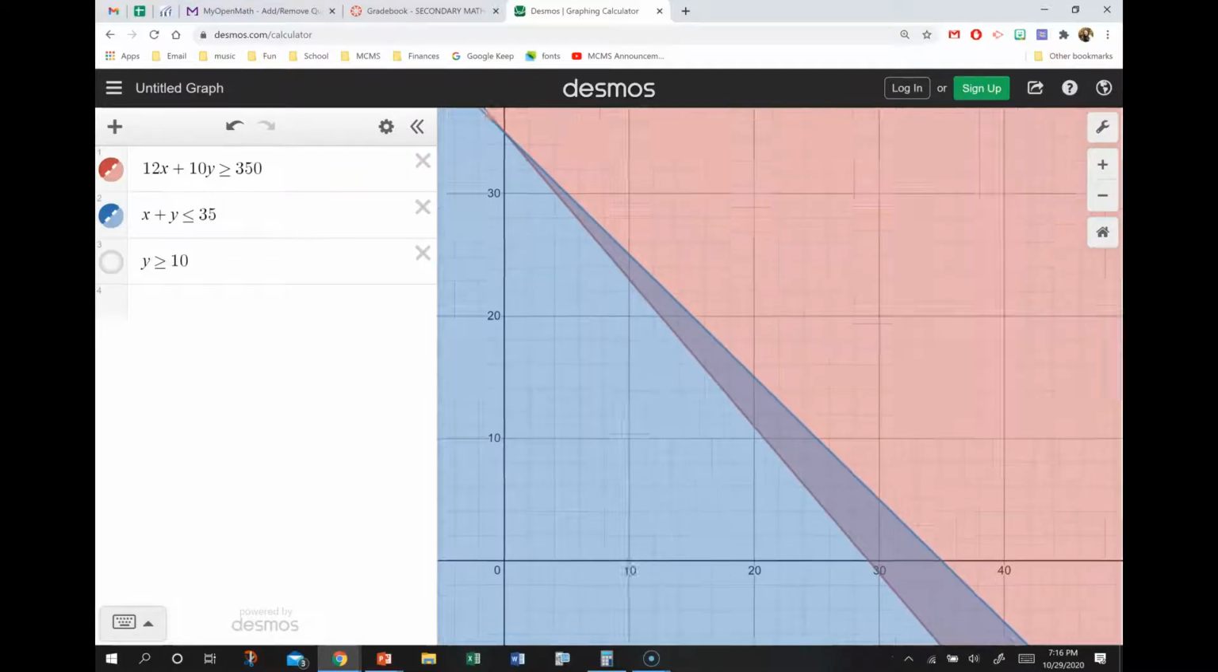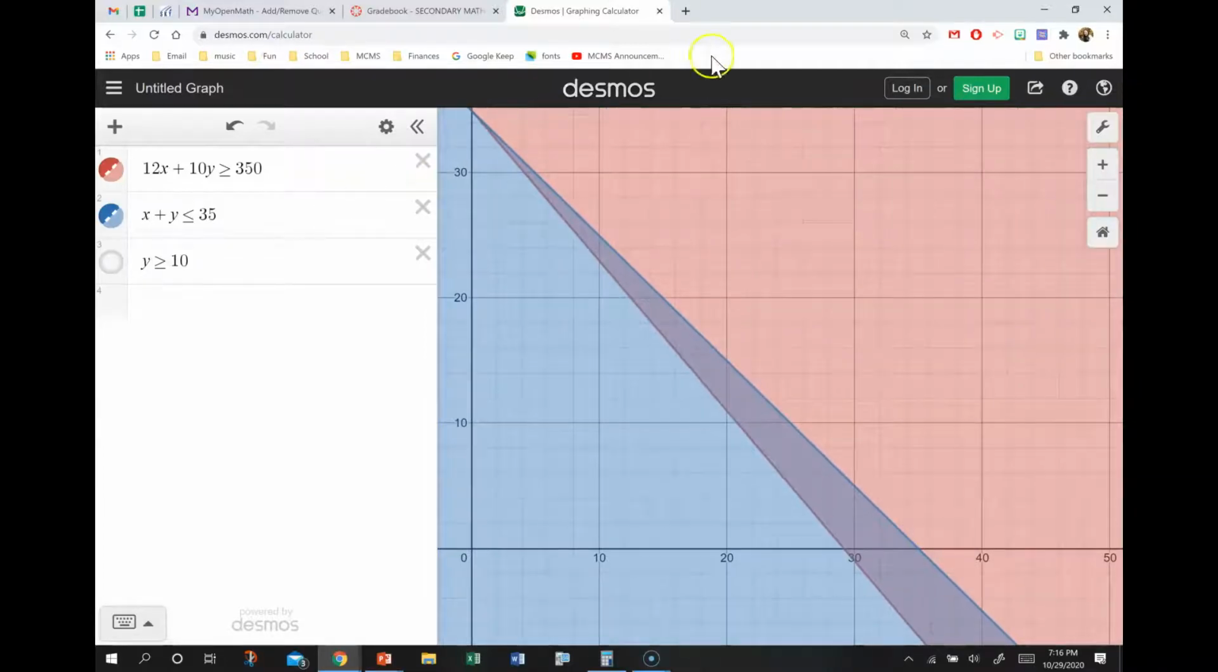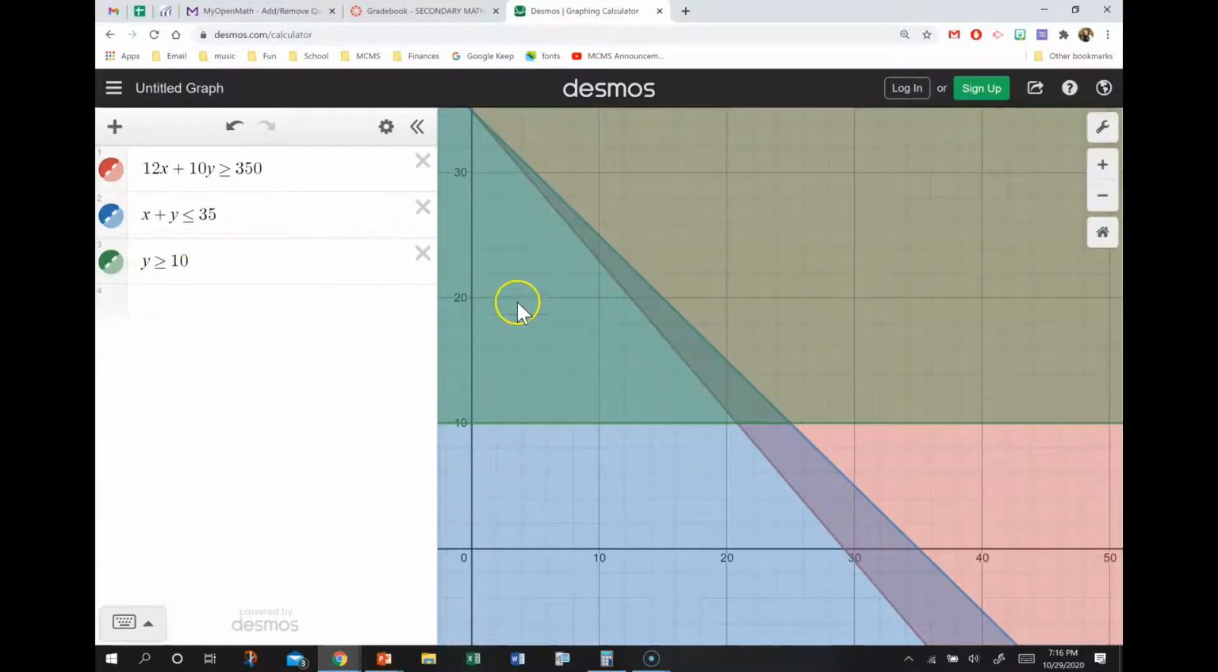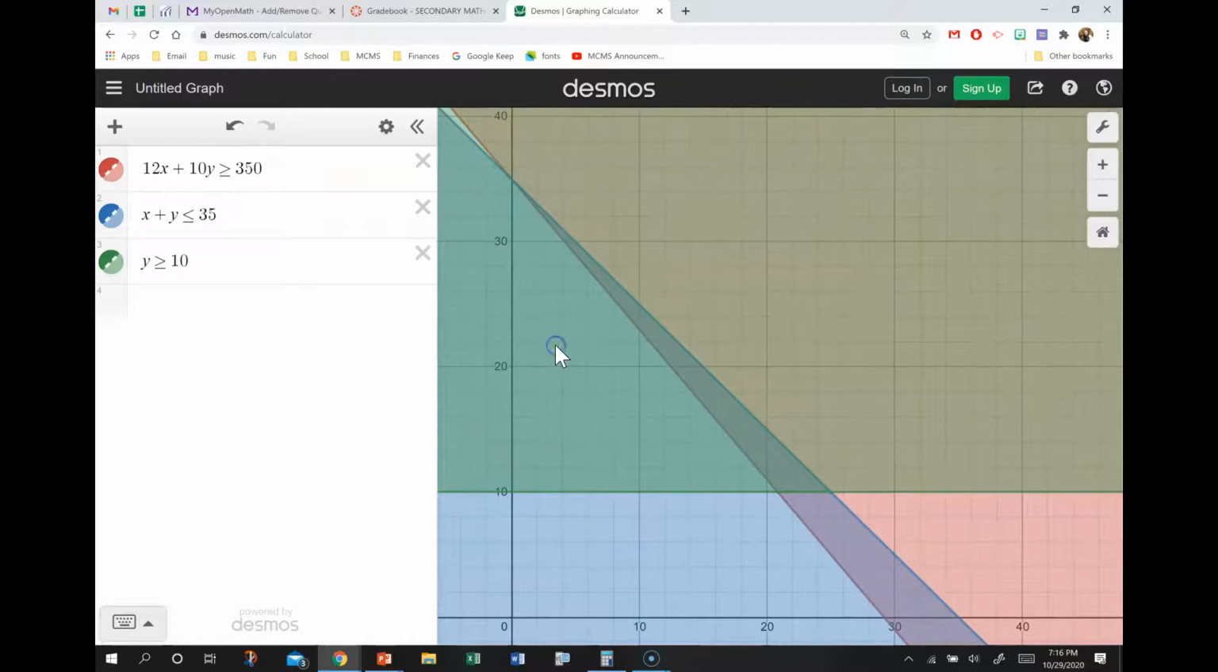All right, so we start to see this little sliver. So do you see this sliver right here? It's a thing. So this little sliver is so far our solution, but we have one more requirement. We have to work more than or equal to 10 hours at the clothing store.